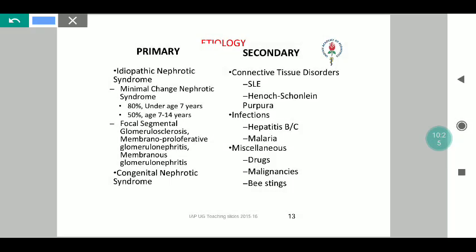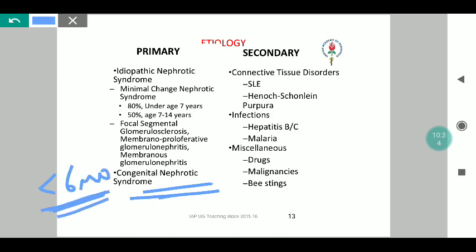Then you have another entity called congenital nephrotic syndrome. Important point to note that congenital nephrotic syndrome occurs within 6 months of age. Generally, it will have similar features and it can present as an AKI.